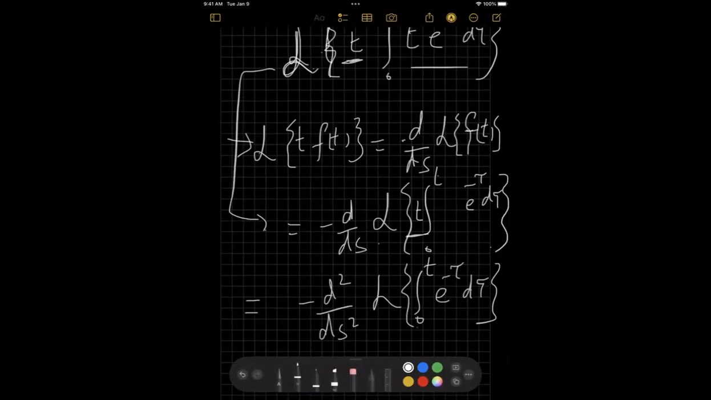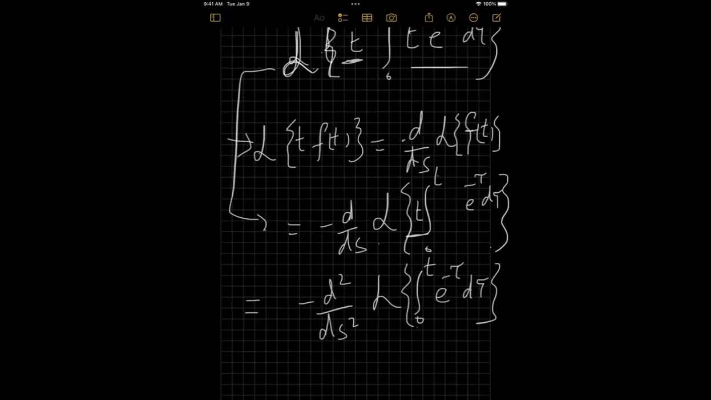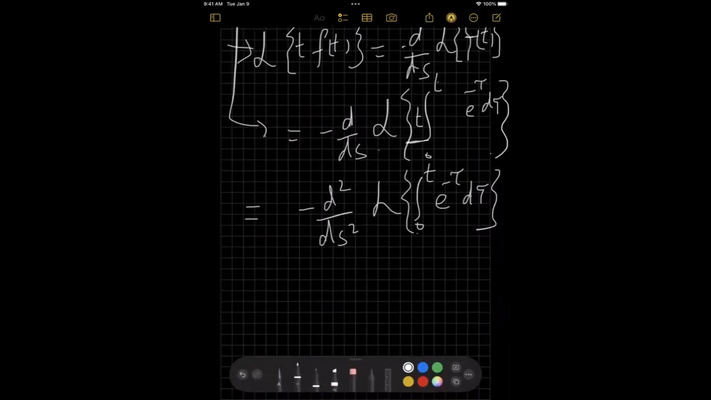Any question? Now we have the integral with us. So we will solve it and we will have minus d2 over ds squared. Wouldn't it be positive now? Sorry? Wouldn't it be positive now because you multiply by -1 again? Yeah, it will be positive. You're right. Thank you very much.